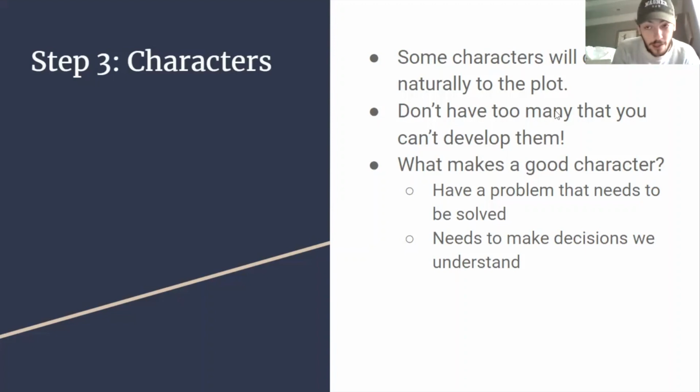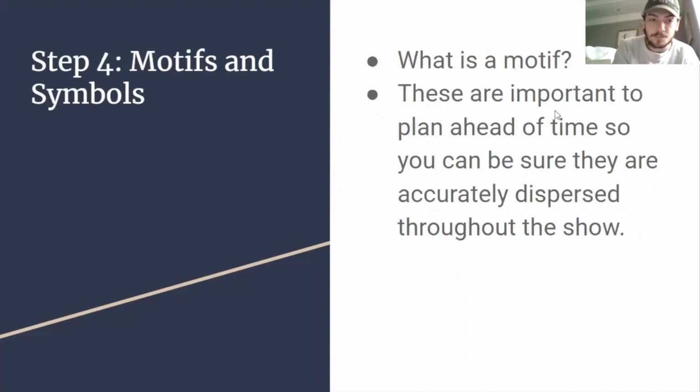So even though he made the wrong choice, we can still understand why he did it. And then you need to plan out your motifs and your symbols and stuff. A motif is like a theme, but it's not the theme. It's just a point you want to emphasize. Like in Great Gatsby, everyone's rich, so it's like a class divide motif.